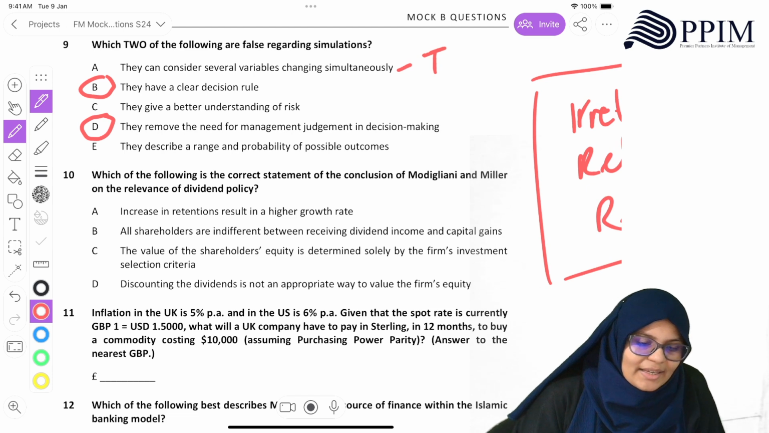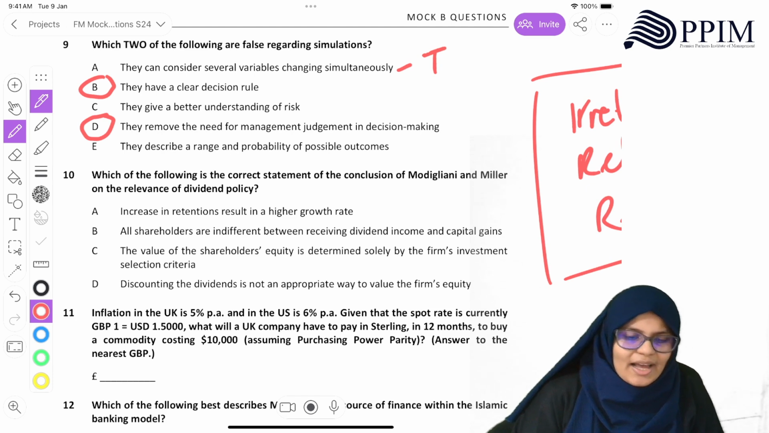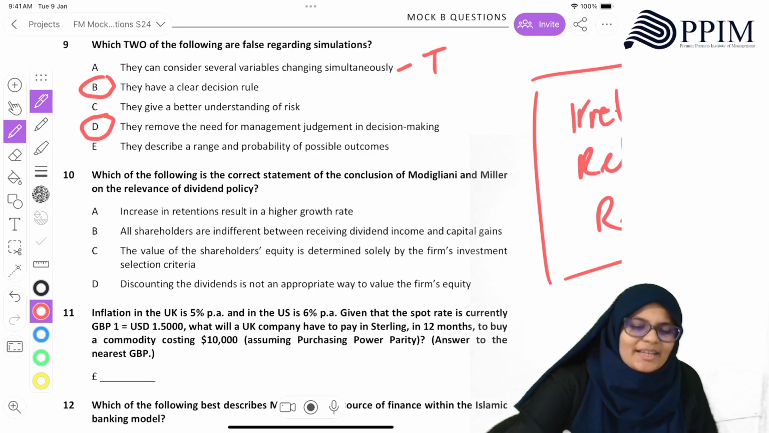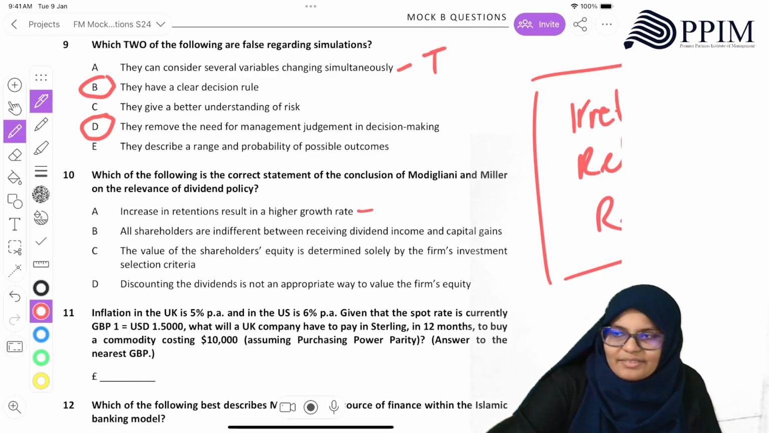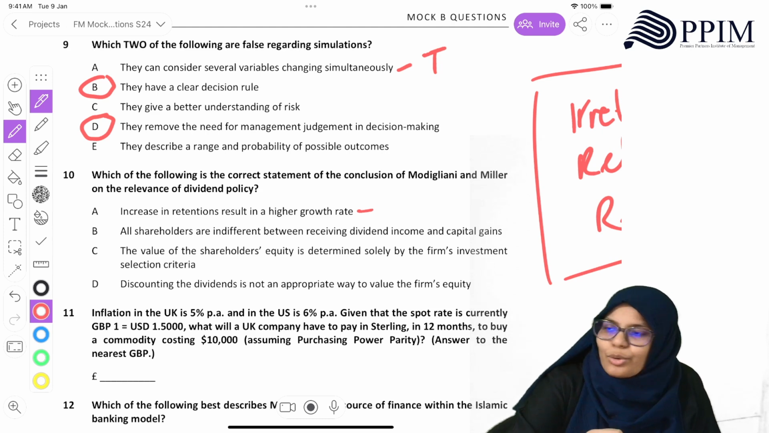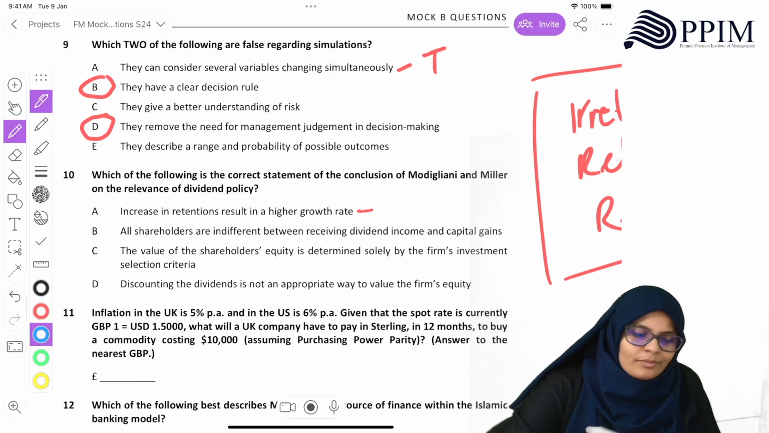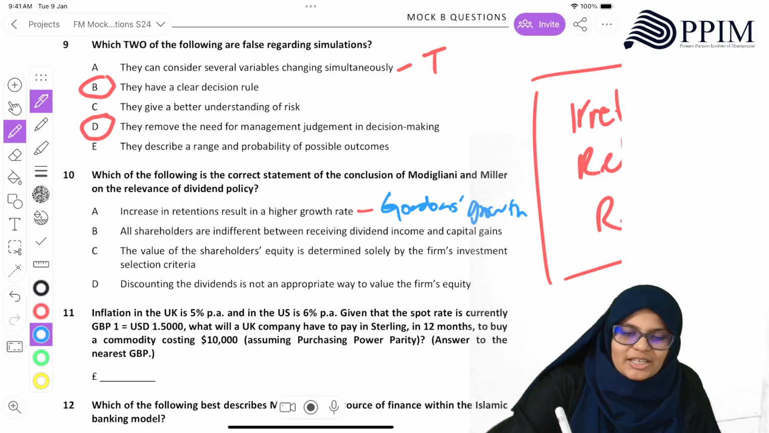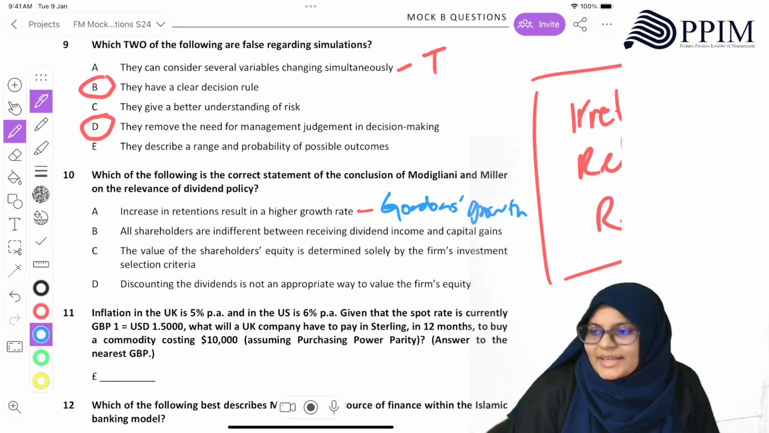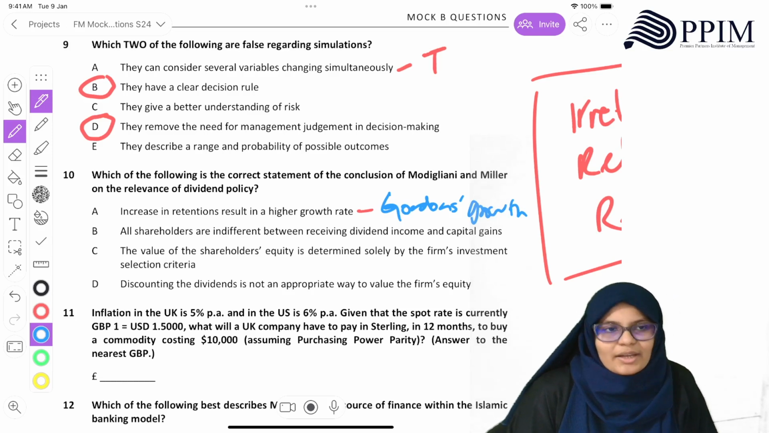A is saying an increase in retentions results in a higher growth rate. This has nothing to do with the dividend theories, but what is this theory where they say the more you retain, the more you grow? This is Gordon's growth, g equals b r. They say that the more you retain, the more the company will grow.